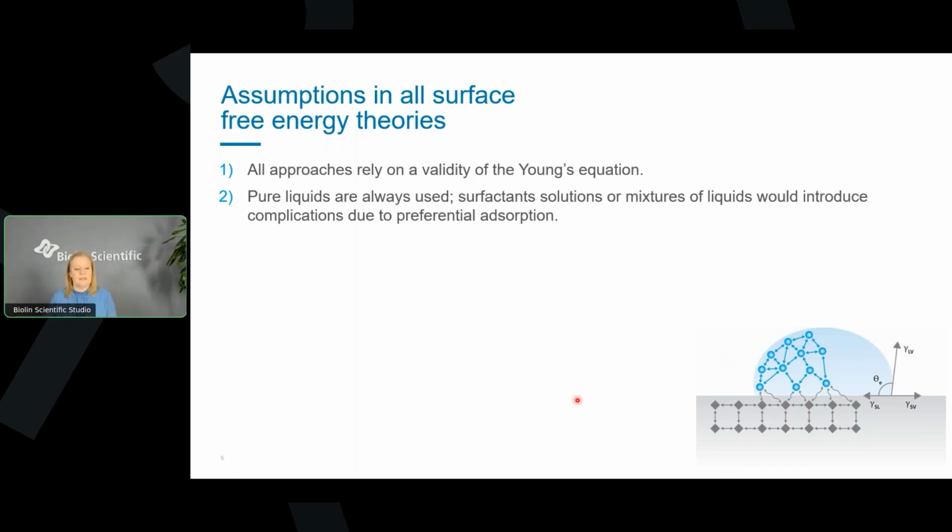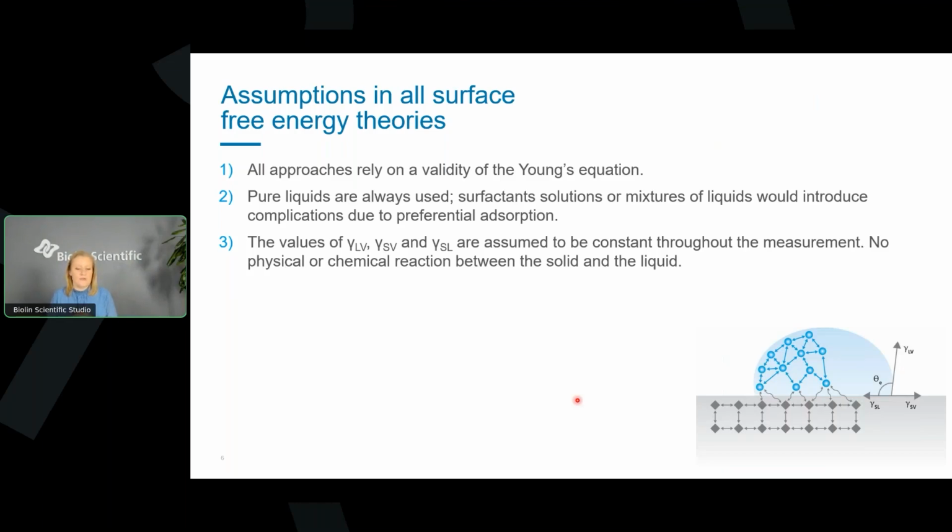Also, what is important is that we always use pure liquids. So when we do the contact angle measurements, we need to use pure liquids like pure water, pure solvents, because surfactant solutions or different types of mixtures of liquids would basically just introduce quite a lot of complexity into the systems, because there would most probably be some sort of preferential absorption of liquids on the surface due to these different molecules in the liquid.